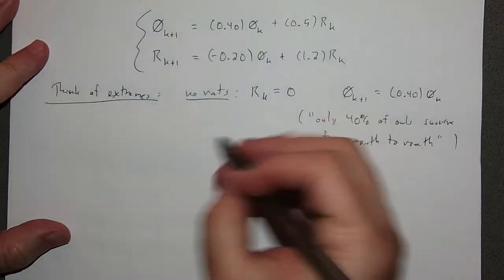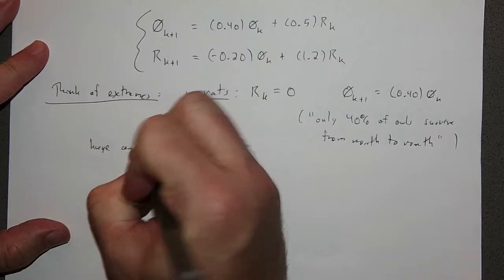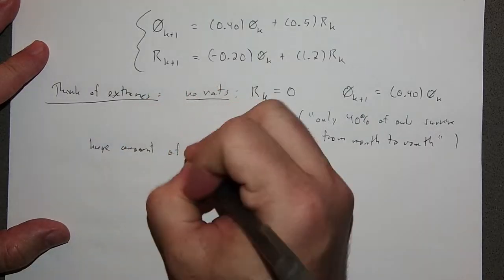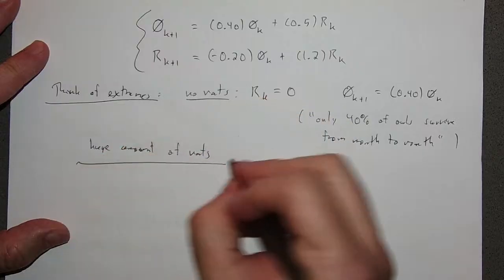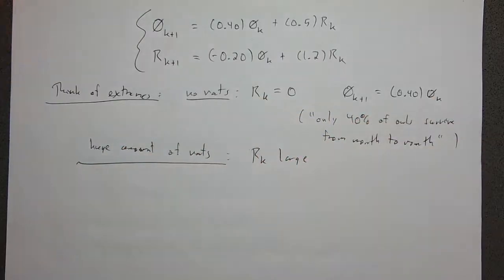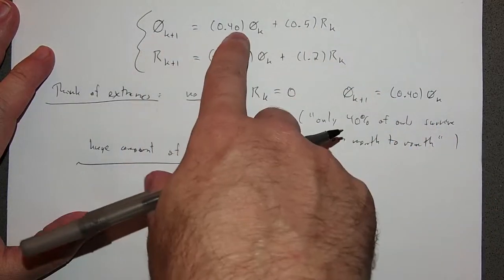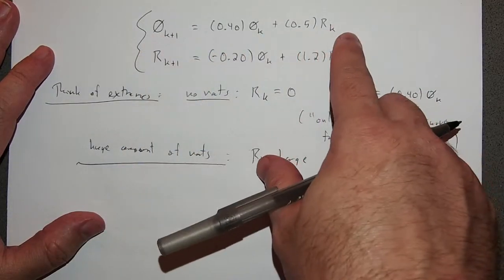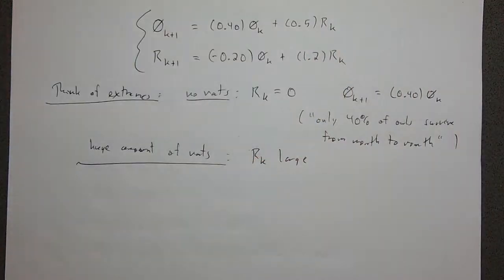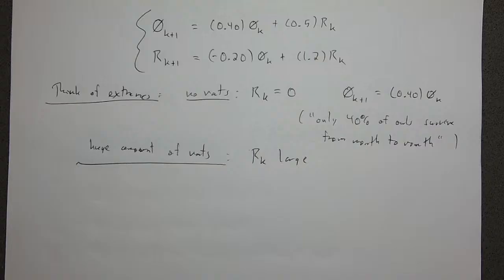So let's do another extreme. A huge amount of rats. This is R sub k is large. What's happening here? Well, according to this first equation, if R sub k is large, then this owl population will actually grow, right? It will grow to be larger than it was, right?